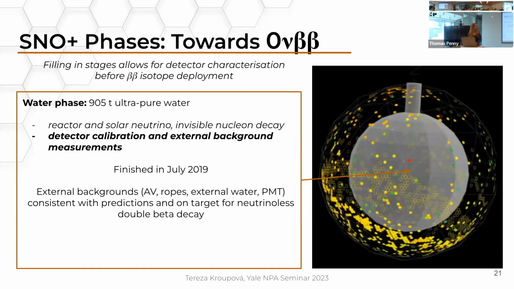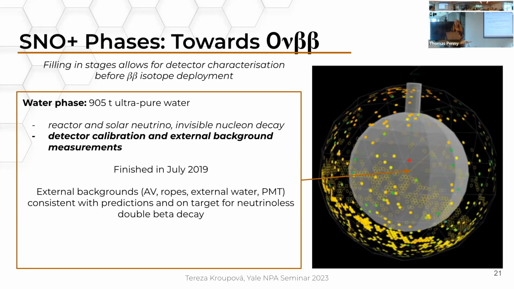The water phase, which finished in July 2019, allows us to measure the external background. The background comes from the acrylic itself, from the water shielding, and from the PMTs. This is much easier to do in water because it's a well-studied medium, but also because you get directionality. So you know that all of the external backgrounds coming inside the acrylic vessel are coming indeed from the outside, because you get these lovely Cherenkov rings. And this is our event display during this phase.